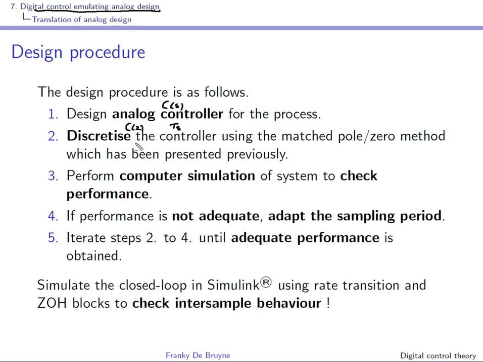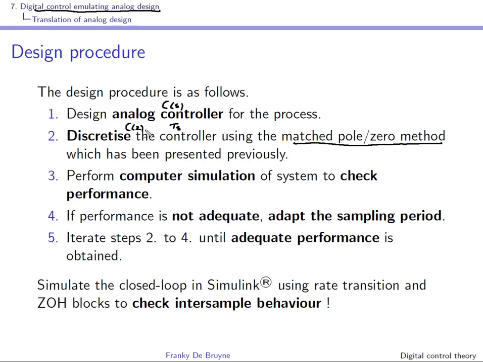Well, to discretize this analog controller, best you should use the matched pole-zero method, but you can also use a numerical integration method. So for instance, Euler backward difference or the trapezoidal approximation method.